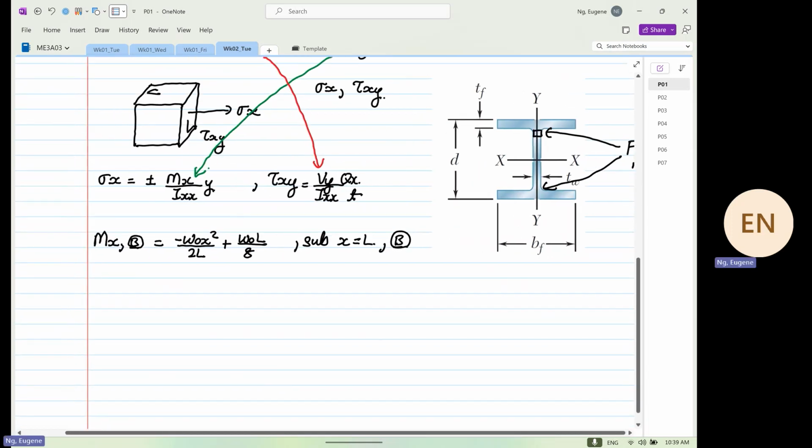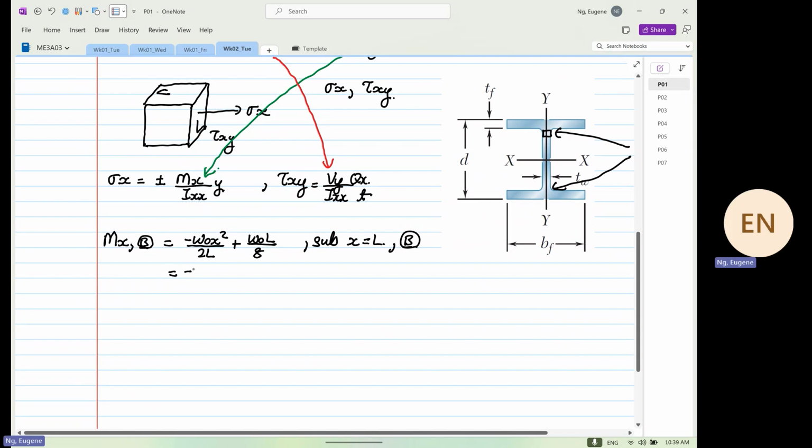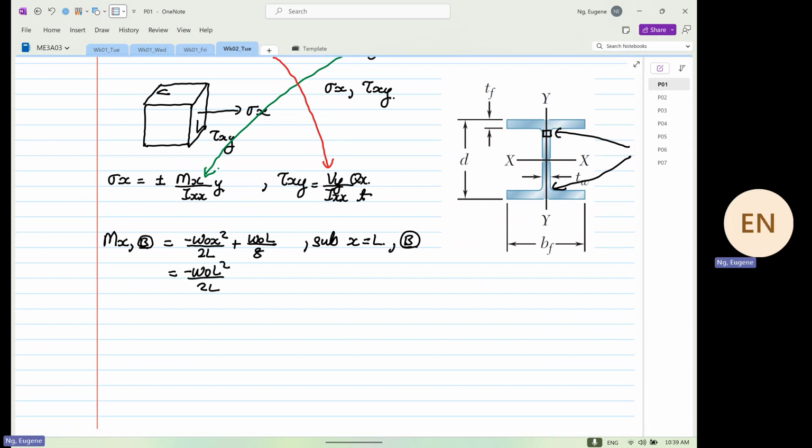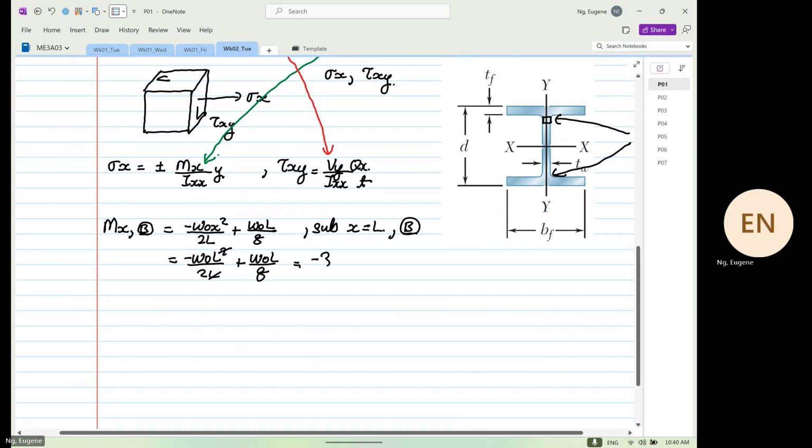So from here, we can find our moment at point B is equal to minus omega naught L squared over 2L plus by omega naught L over A. Cancel. Okay, squared cancel. So you have half by 1/8. So it's equal to minus 3 omega naught L over 8. Okay.